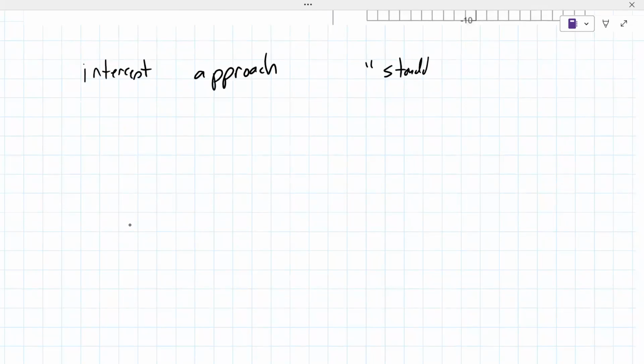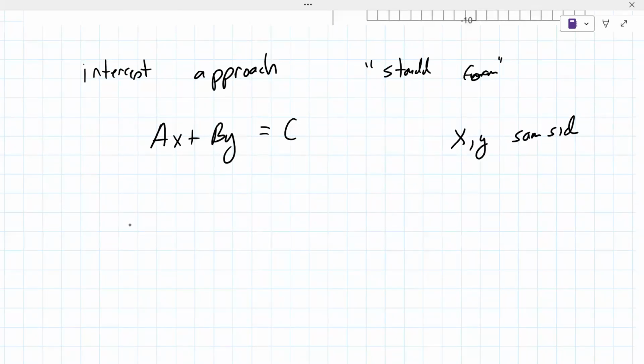The next grouping of questions are using what's called the intercept approach. This is for when the problems are in what's called standard form. Standard form is ax plus by equals c. So notice that x and y are on the same side. You typically use the intercept approach, and what that means is you're going to find both the x-intercept and the y-intercept. Again, this probably is not in order, so you want to look for this problem.